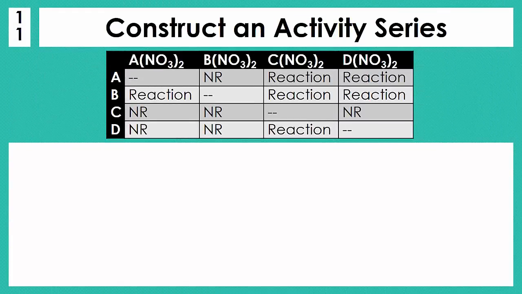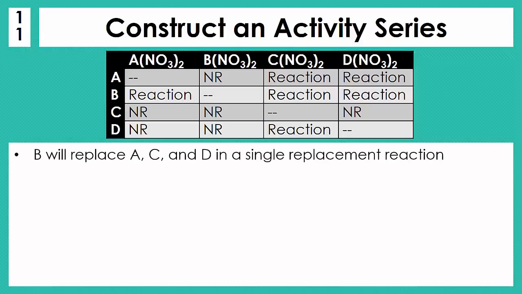Next question asks us to construct an activity series based on some experimental data. So we took metals A, B, C, and D, and reacted them with the nitrate salt of each metal in an aqueous solution to see if they reacted. So, if we look at B, it has a total of 3 reactions, meaning that it will replace A, C, and D in single replacement reactions.